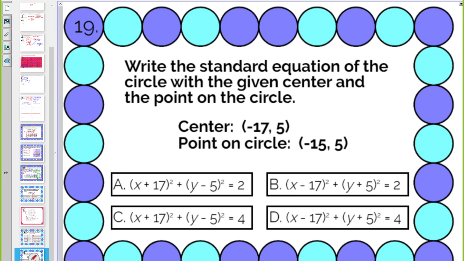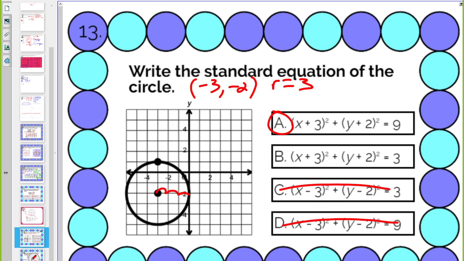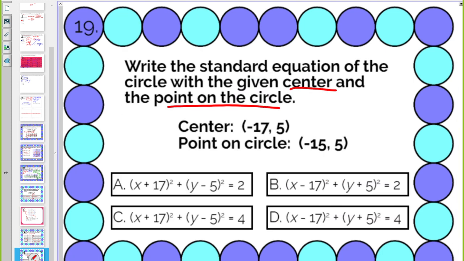Write the standard equation of the circle. Okay, well see here at least they're giving you the center and then a point on the circle. What do we call a segment that connects the center with a point on the circle? A radius. Good. So now they're already giving me the center, so I don't have to do anything special to find the center, but when I find this distance, that distance is already going to be the radius.